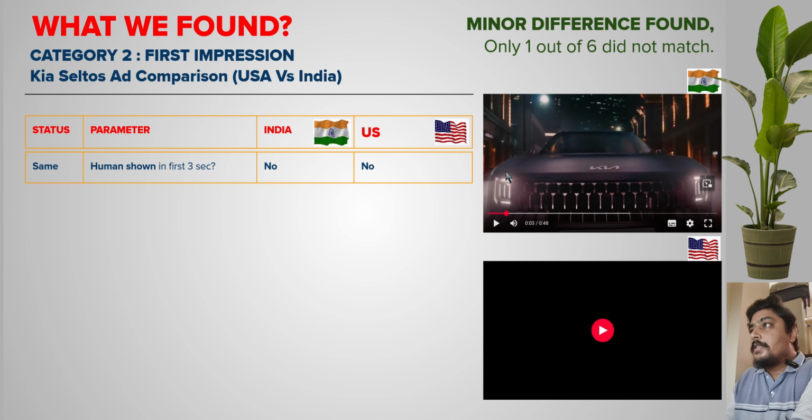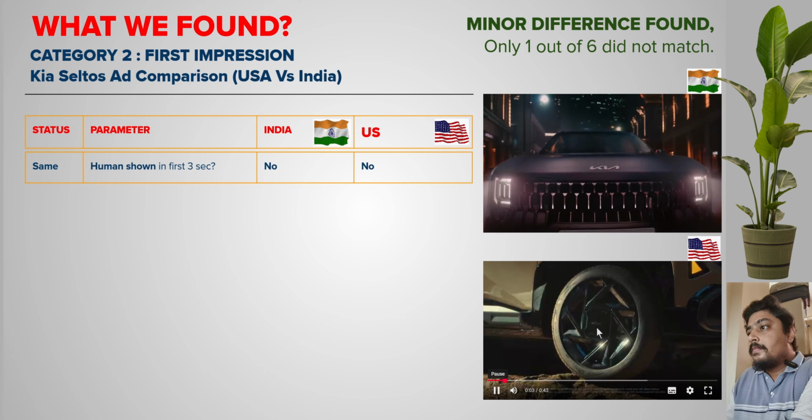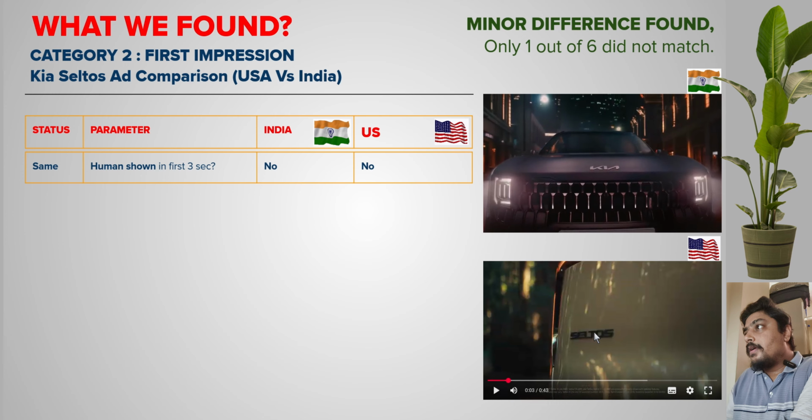So this is the ad till the first 3 seconds in the Indian scenario. First impressions start with looks. And this is the ad for Kia Seltos in the American scenario. In both the ads, in the initial 3 seconds, humans were not shown, so we marked no on it.